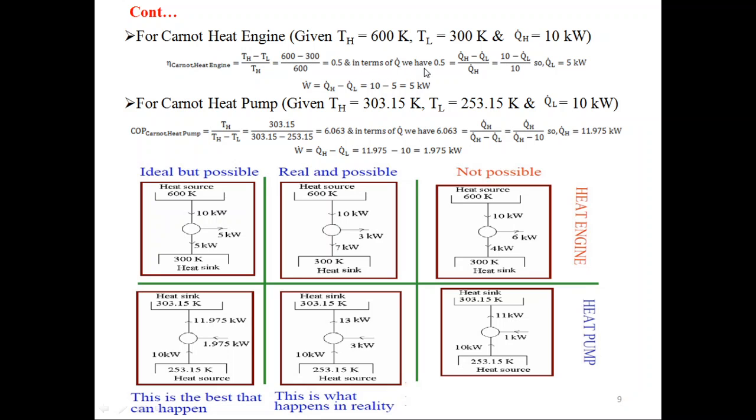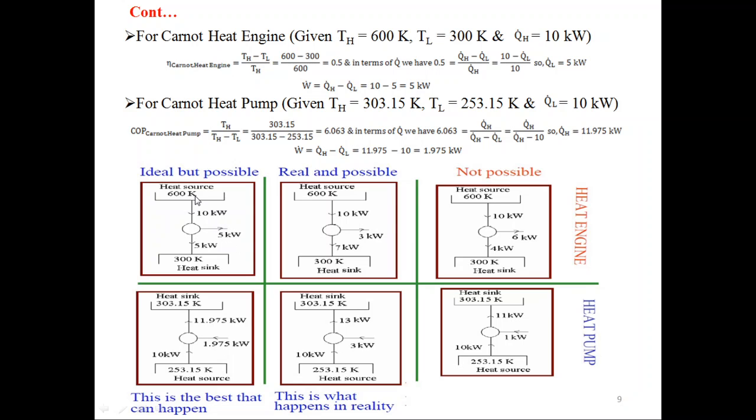Now in terms of heat, the formula of efficiency gives 0.5 is equal to the rate of heat supplied to the engine minus the rate of heat rejected to the sink, divided by the rate of heat supplied from the source to the engine. It is given that the rate of heat supplied from the source to the engine is 10 kilowatt. So you can find the rate of heat rejected to the sink, and it comes out to be 5 kilowatt. So the rate of work done by the engine, that is the output, is equal to 10 minus 5 is equal to 5 kilowatt. We know that this is the maximum work we can get from any heat engine. You can see the first diagram here. This is the 5 kilowatt we are getting.